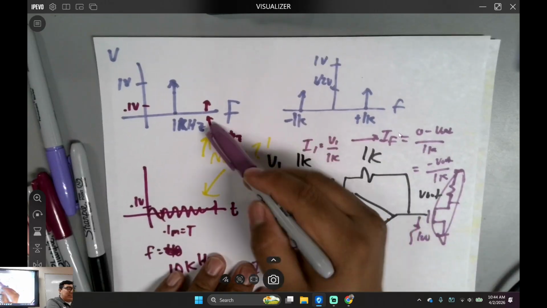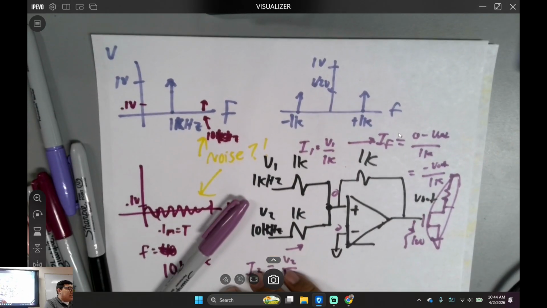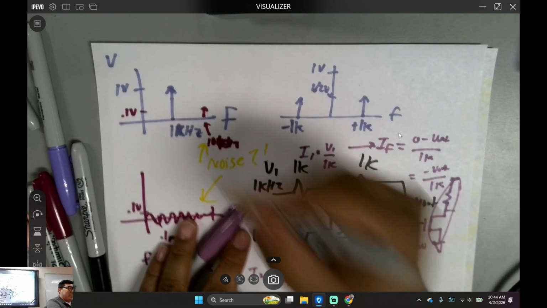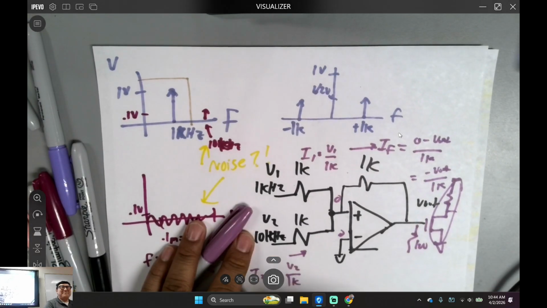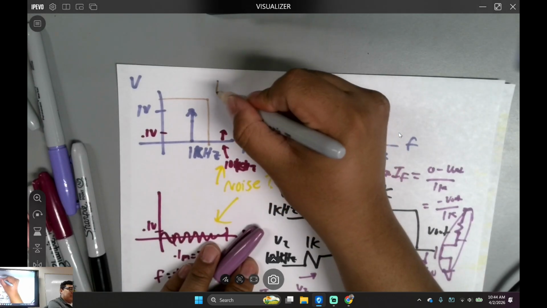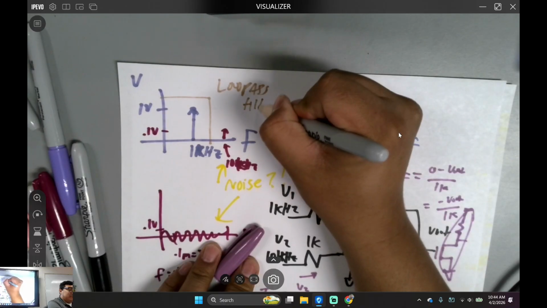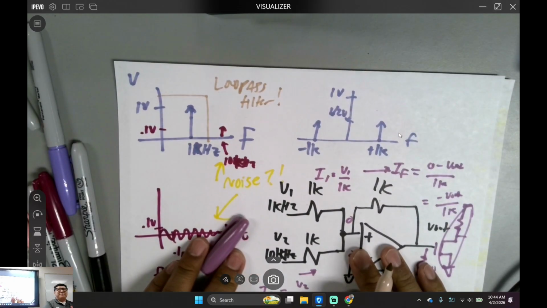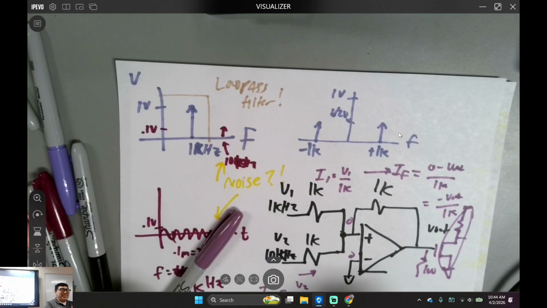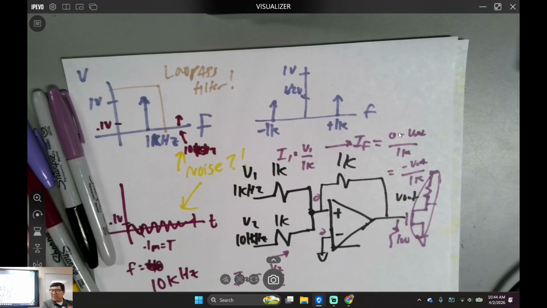So I want to get rid of this thing right here. How am I gonna get rid of it? With a filter. A low pass filter. Signals and systems. Scary. Page 2.